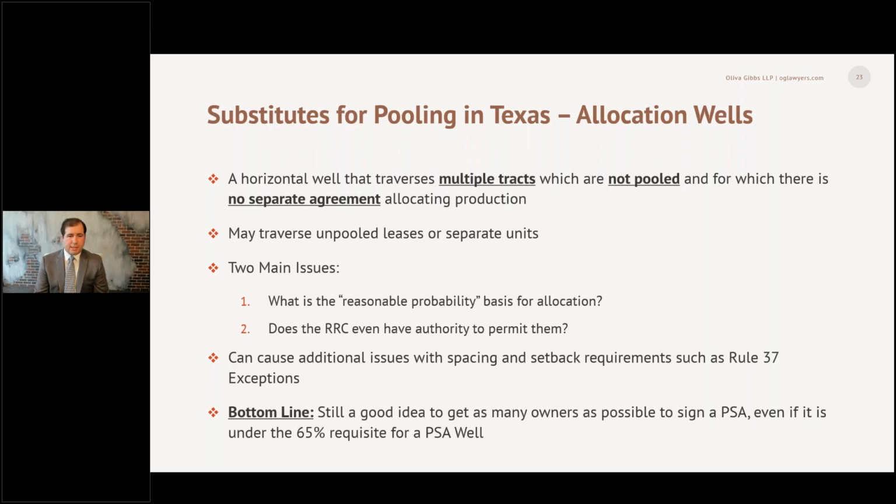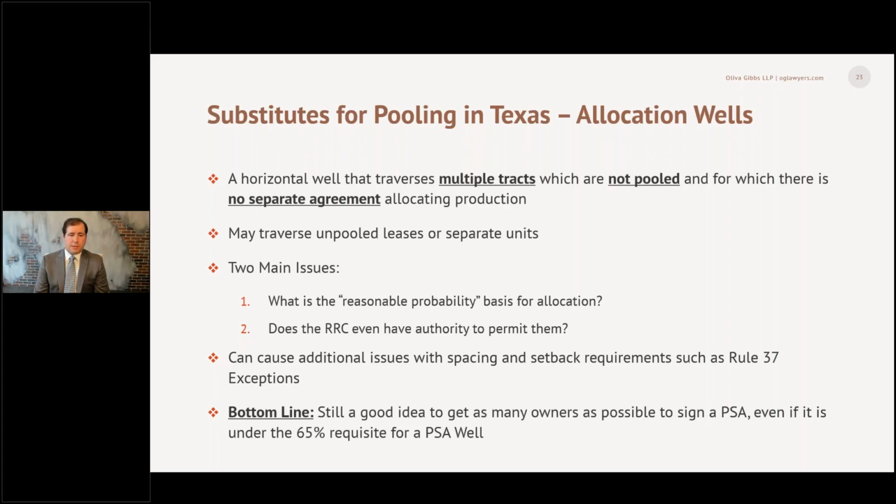We won't be discussing that today, but it's very interesting to follow along and see how they end up deciding there. Allocation wells are also used in situations, like we said, with no pooling authority or pooling provisions that are overly restrictive. You're also going to have the Rule 37 exception, the same issue that we discussed for production sharing agreement wells. You're going to have that issue with spacing and setback requirements.